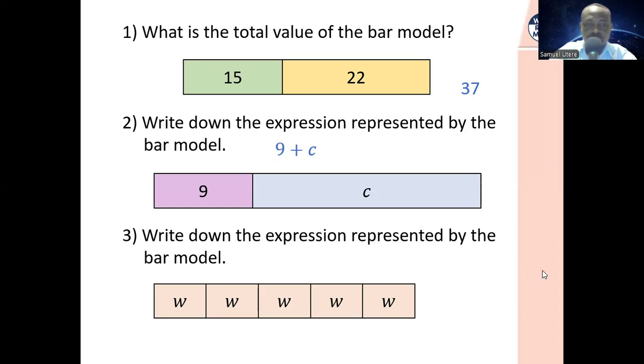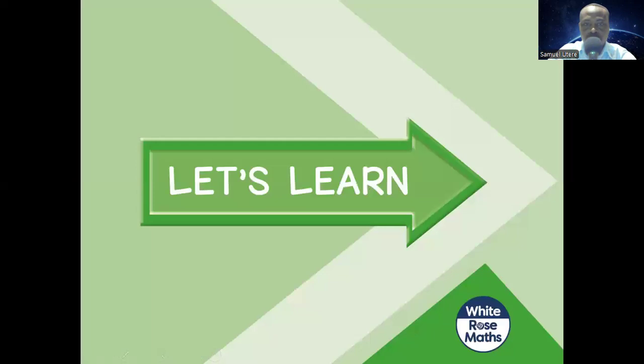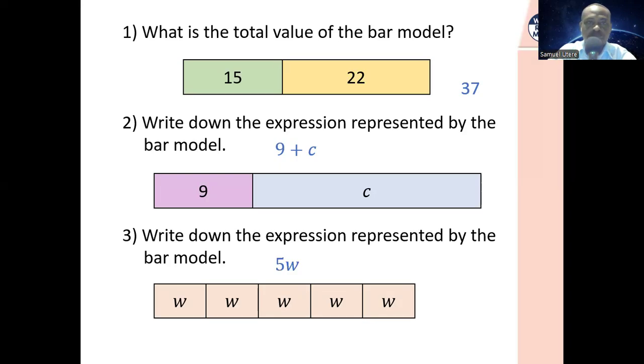And then this here, you're asked to write down the expression represented by the bar model. Remember our early lessons, we add the bars. So this will be 5 lots of W.